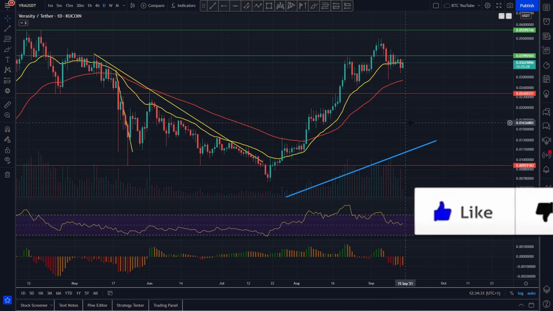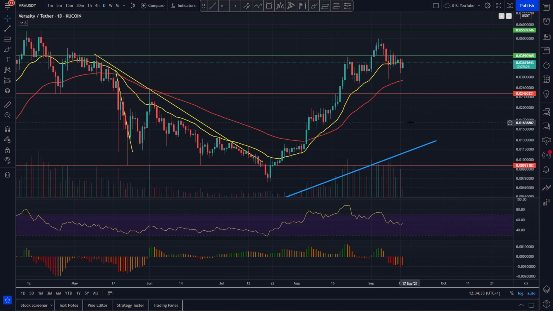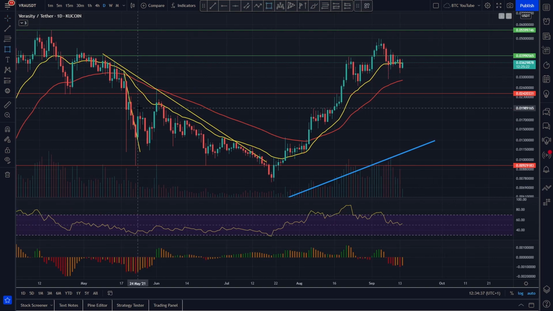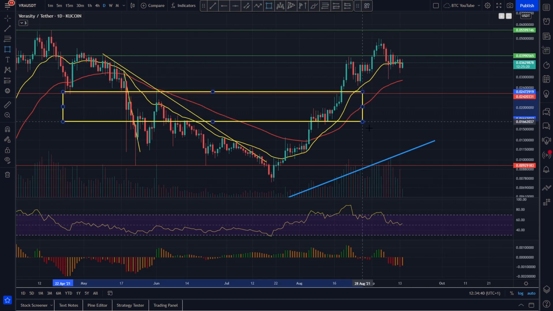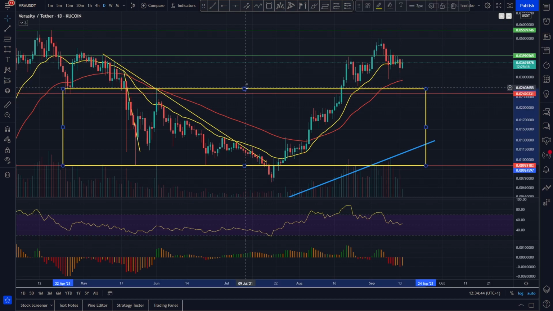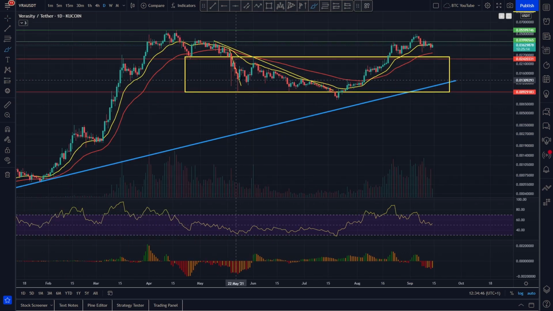So we're just taking a super quick look at Verasity here. We are going away for a few days, but we are going to do some quick updates today. And as you can see, we'll just outline exactly what's been going on. You can see we obviously had our big range that we formed when we had the big correction, which we have been building upon since then.